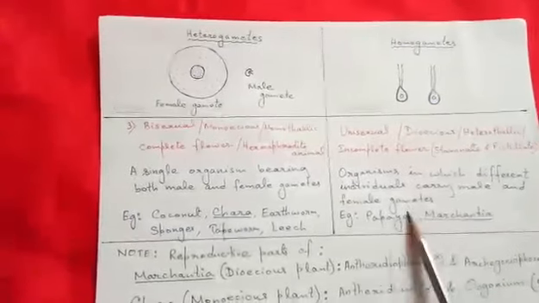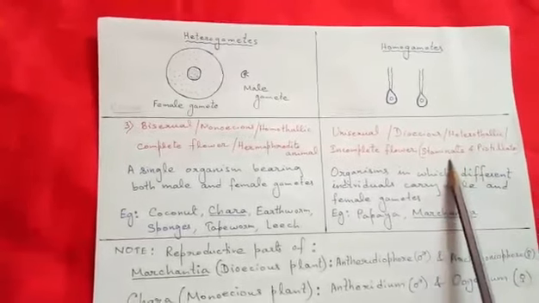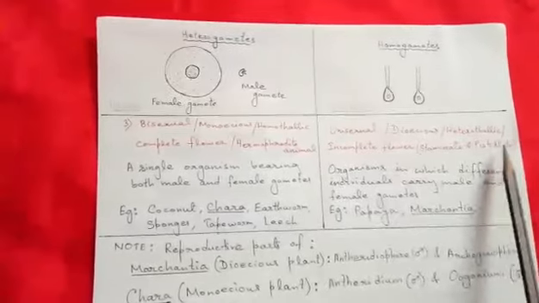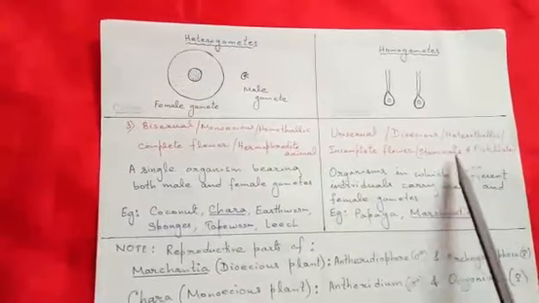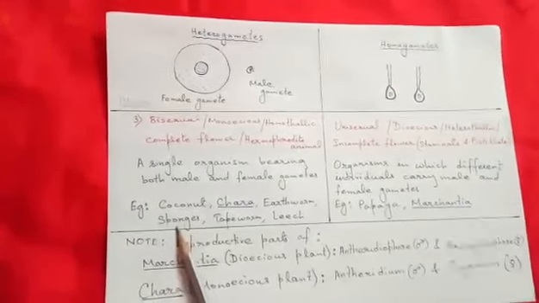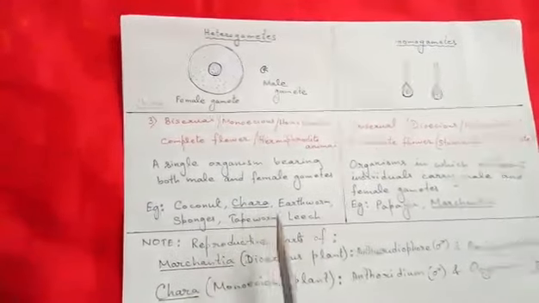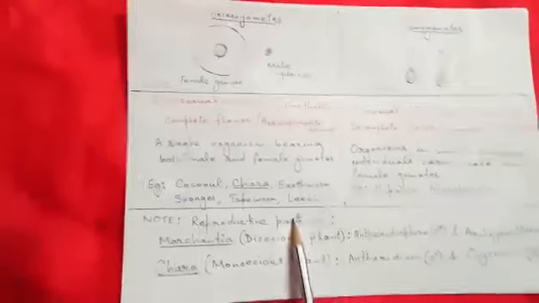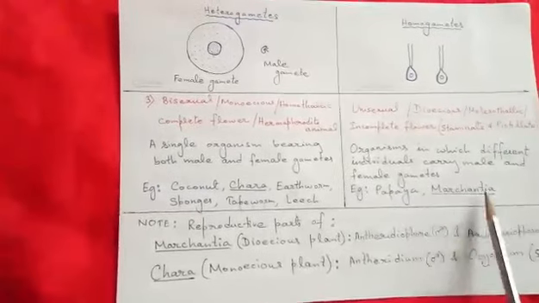And in case of flower, there are staminate and pistillate. Staminate are male flowers and the pistillates are female flowers. This pistillate consists of the gynoecium and staminate consists of androecium. You can see the examples of bisexual organisms like coconut, Chara, earthworm, sponges, tapeworm, leech. And unisexual, there are so many unisexual organisms. Few examples are papaya plant, Marchantia.